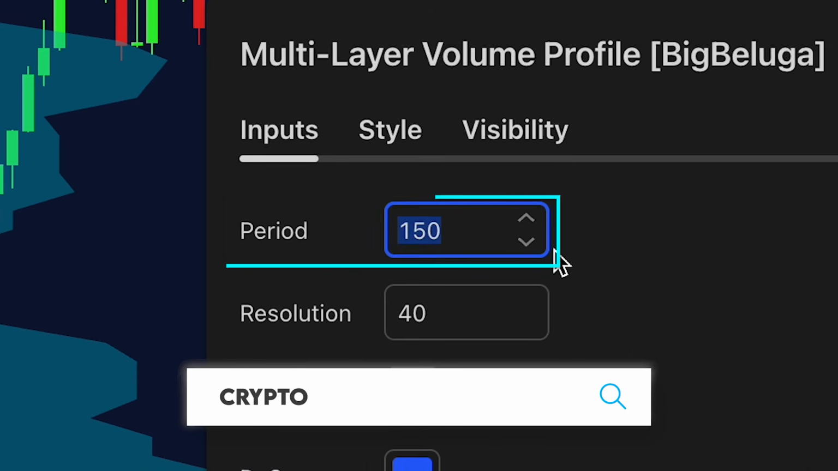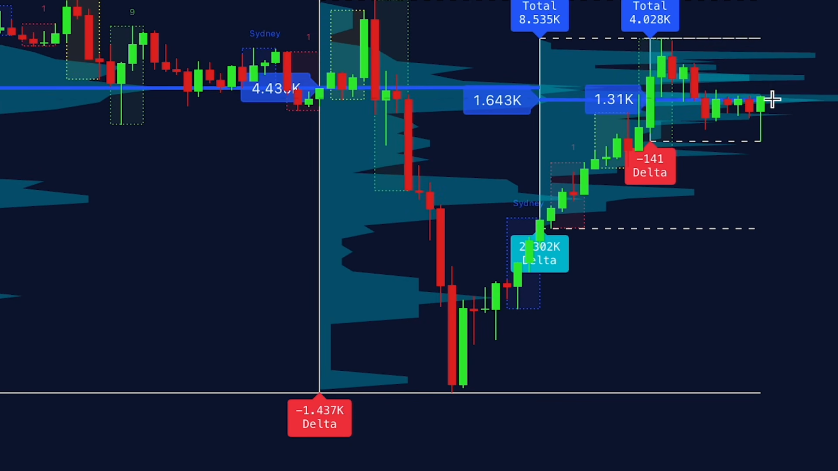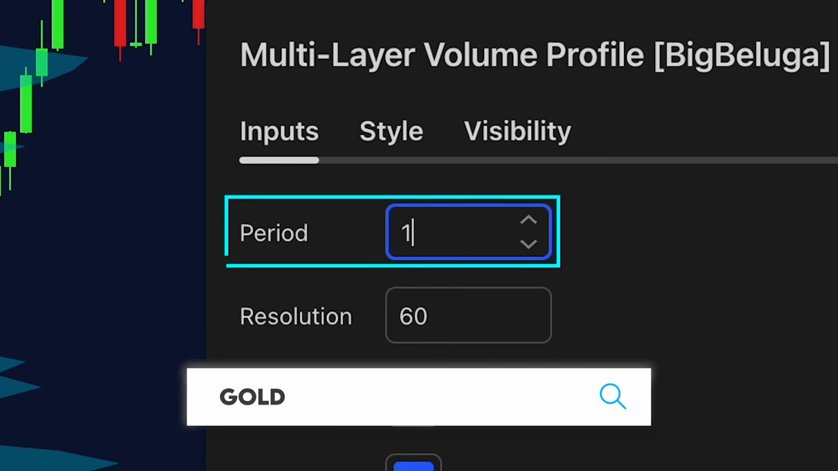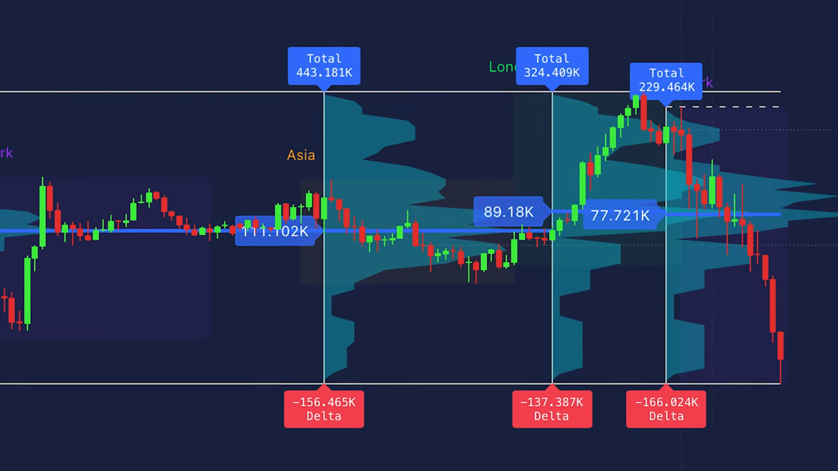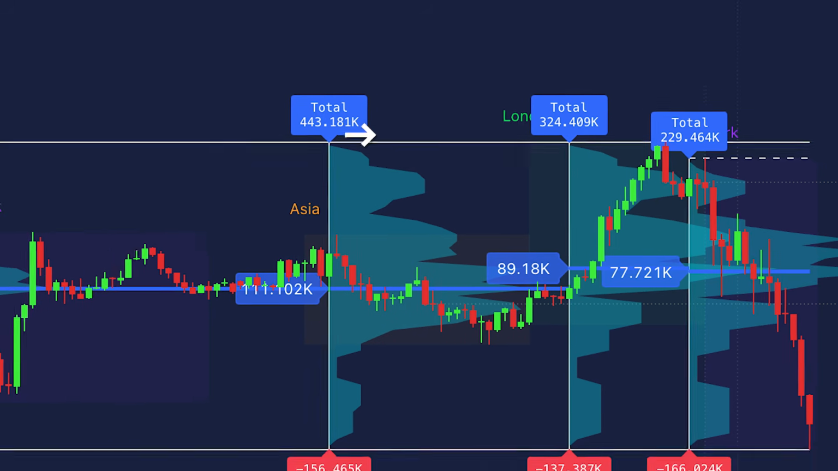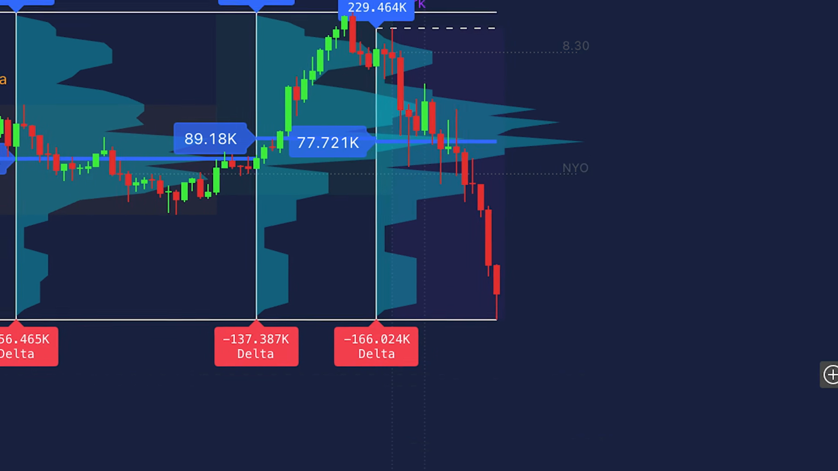For crypto, drop length to 80 and increase bins to 60. Crypto moves faster than traditional markets, so shorter periods capture more relevant positioning. For gold, use length 120 with bins set to 45. Gold shows excellent institutional patterns during Asian session accumulation and London-New York distribution. Profile 1 confluence zones are particularly strong in gold, as long-term positioning carries more weight.